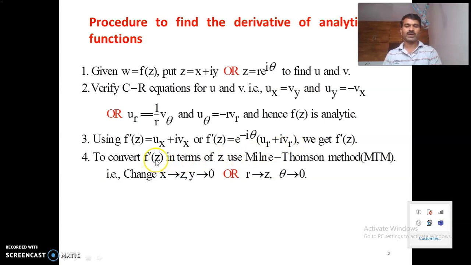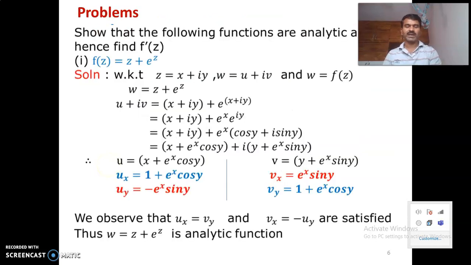To convert the derivative of that function in terms of z, you can use the Milne-Thomson method. It states that the final f dash of z should be in terms of z, so you can change x replaced by z and y replaced by 0 if it is in Cartesian. If it is in polar, just replace r by z and theta by 0. Then we get f dash of z.